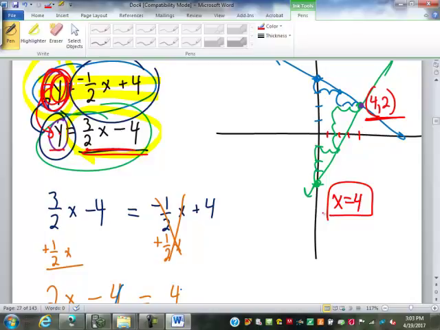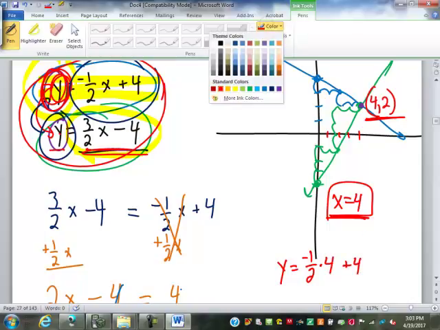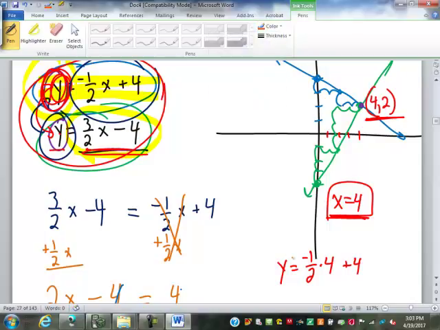So we have to go back to one of the original equations. Either one of them, it doesn't matter. I'm just going to take the top one because it's on top. And I need to replace x with 4. So instead of negative 1/2 times x, it's negative 1/2 times 4 plus 4. To figure out what y is going to be.